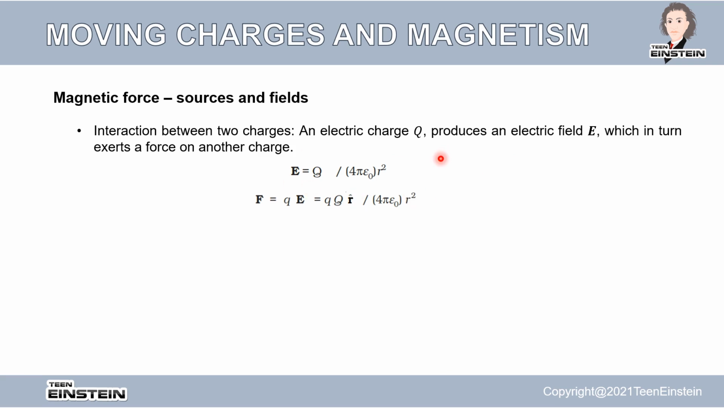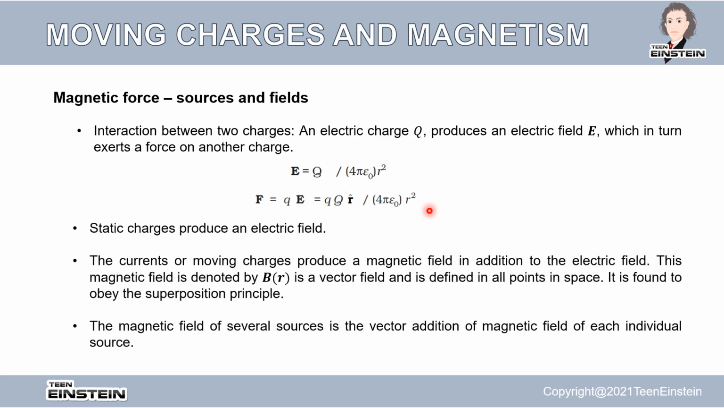This is given by Coulomb's law and even Gauss's law, and this is the electric field produced by a charge. And we know that the force exerted by this electric field on another charge is given by the charge multiplied by this field. So small q, capital Q, R cap divided by 4 pi epsilon 0 R squared sums up what happens when two charges are interacting.